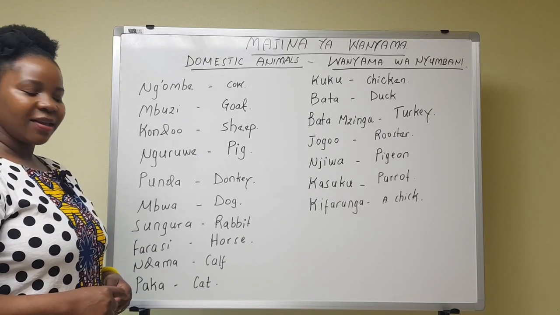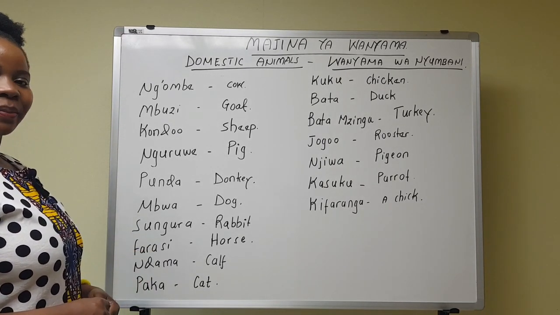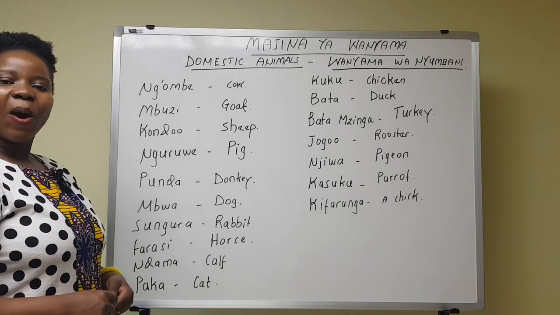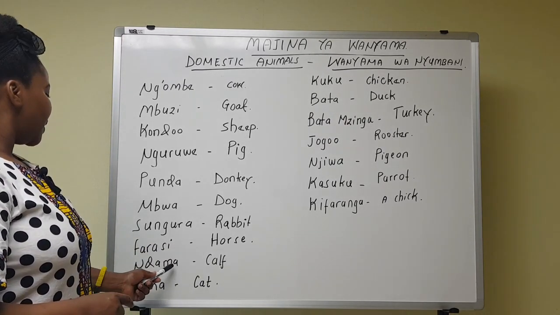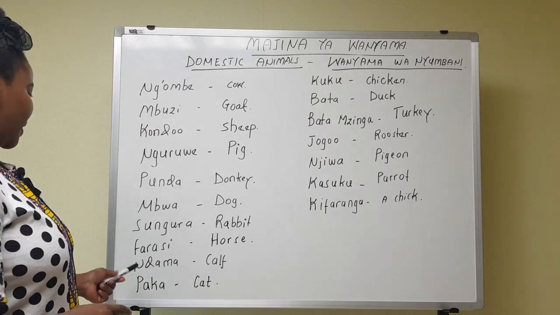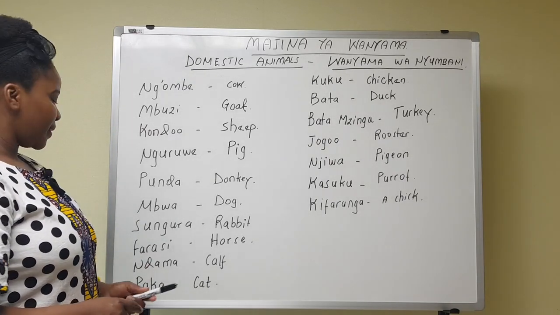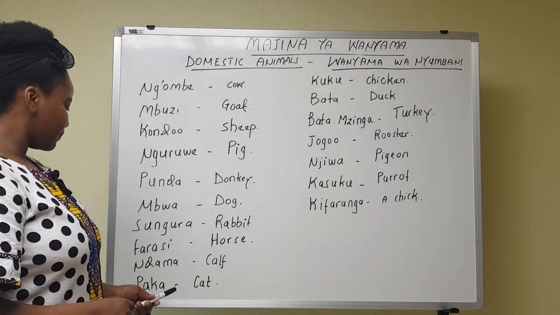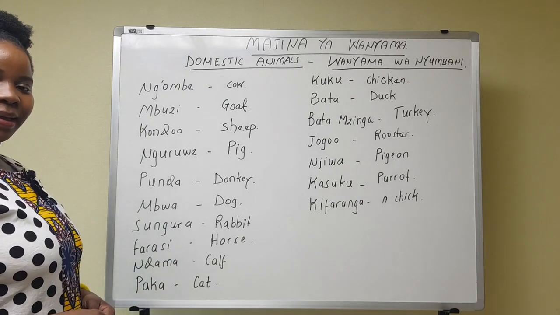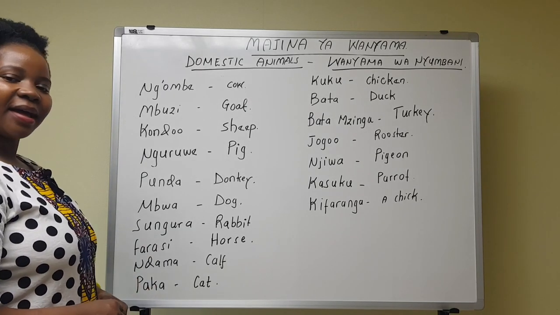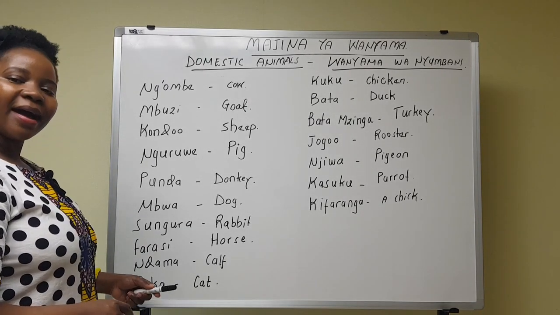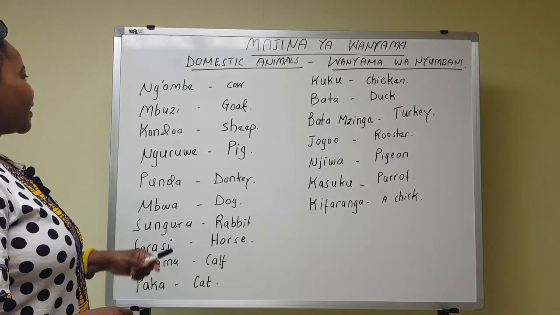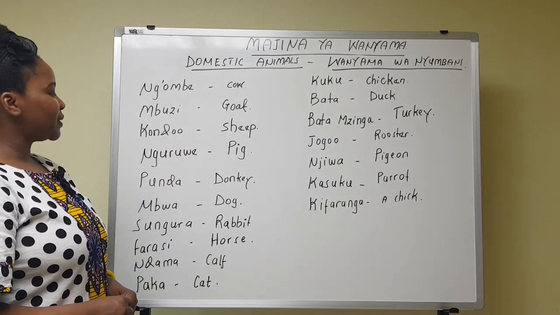Farasi. This is horse. Ndama. This is calf. Paka. This is cat. Okay, so these are some of the domestic animals.